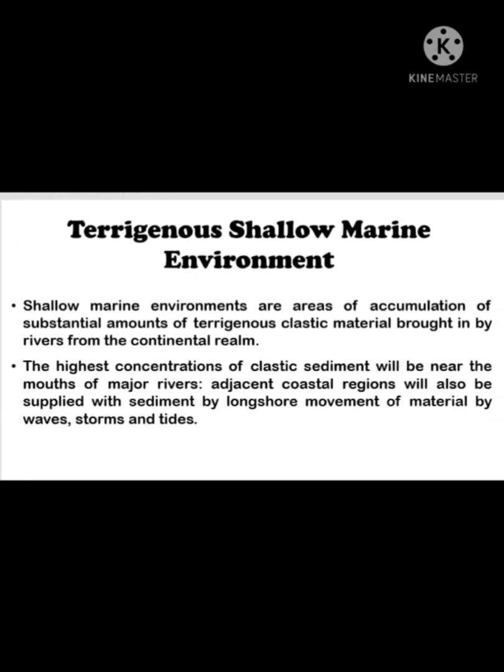Now, terrigenous shallow marine environment. It is also known as clastic shallow marine environment or sandy shallow marine environment. Now, what is the accommodation space of shallow marine environment? One is continental shelf and the other is epicontinental sea or epeiric sea. That means all those water bodies which are surrounded by land masses and are connected to the main ocean by a strait. Now what is a strait? A strait is a narrow strip of water connecting other water bodies.